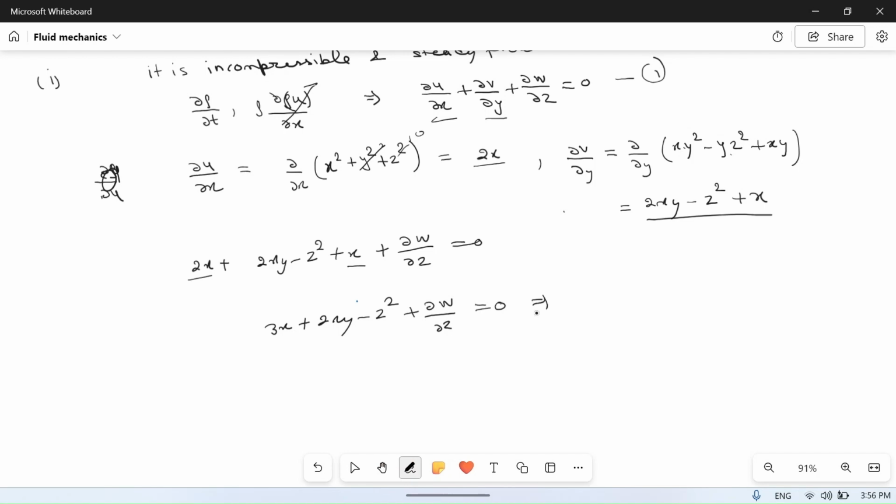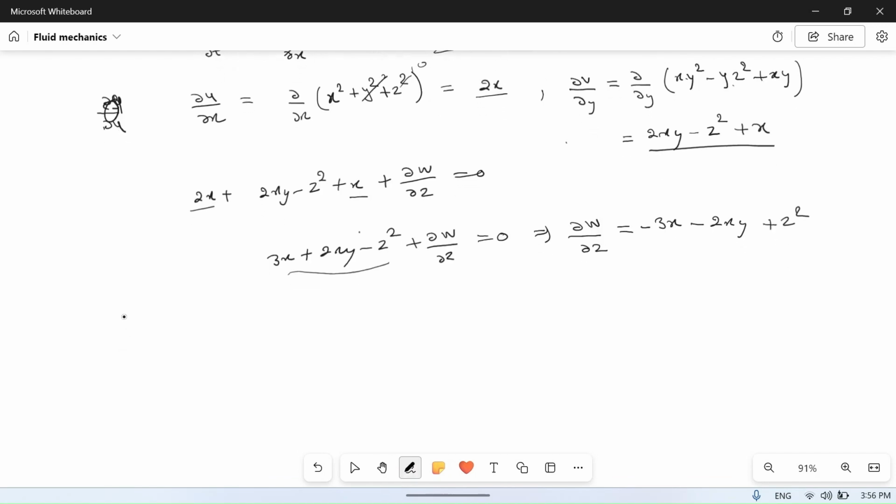Or we can also take ∂w/∂z on this side and these three on the other side. So it will become ∂w/∂z is equal to minus 3x minus 2xy plus z². Signs will change because we are taking these on other sides. Okay, so ∂w will become equal to minus 3x minus 2xy plus z² into dz.